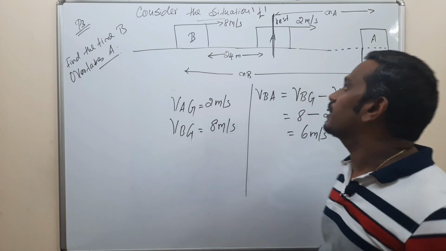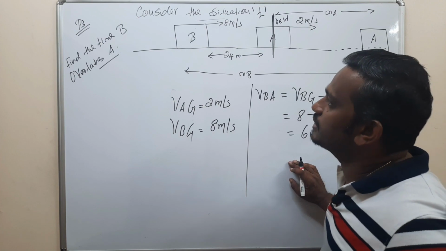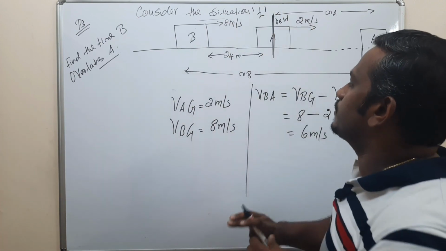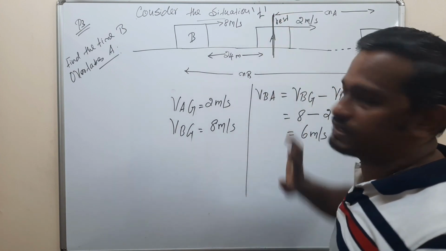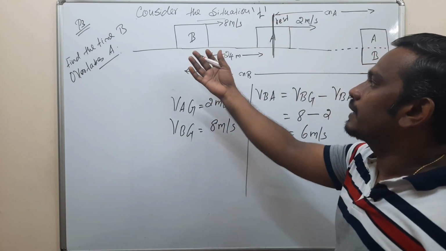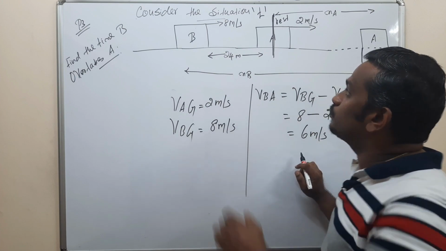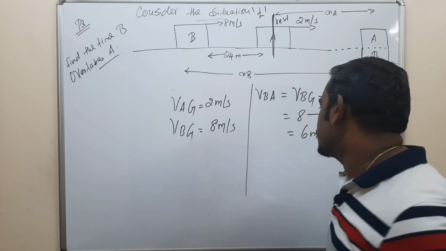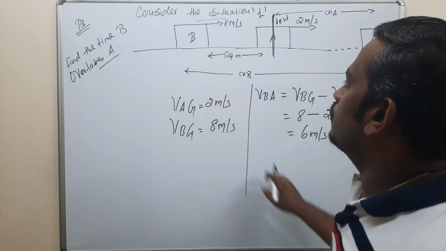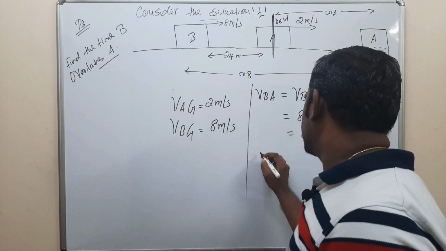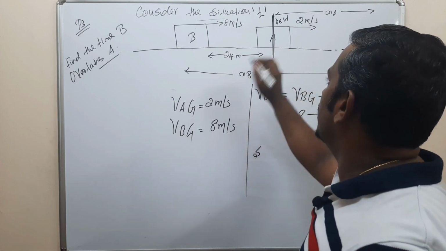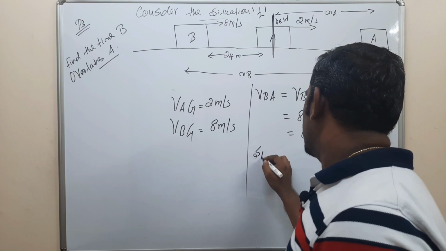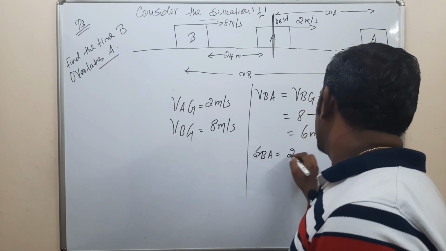So when the observer is in the car A and he is watching the car B, he feels that this car is at rest. So the car B is coming towards this car at the rate of 6 meter per second. Then what is the relative distance between the car A and B? That is SBA, that's equal to 24.